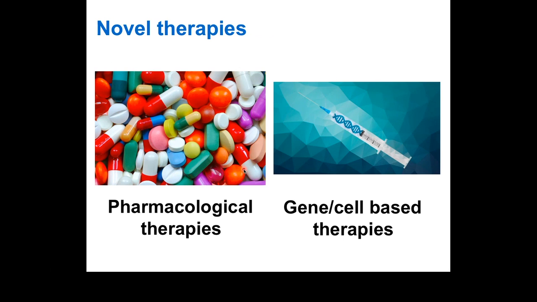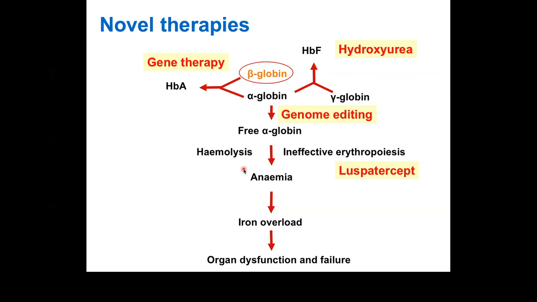Then for the next 20 minutes or so, we will move on to novel therapies which are in development or which are just approved for use in patients with thalassemia. These therapies are of two forms. They can be pharmacological therapies or the more advanced gene or cell-based therapies. And those therapies will also act at different places of the pathophysiology of thalassemia.